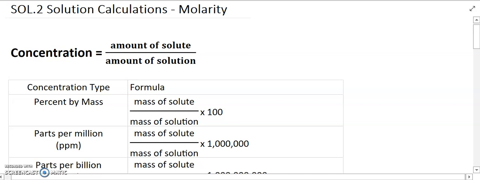Hi, this is Mrs. Blake, and today we're going to talk about molarity, which is one of the many solution calculations that you will run across in a chemistry class.